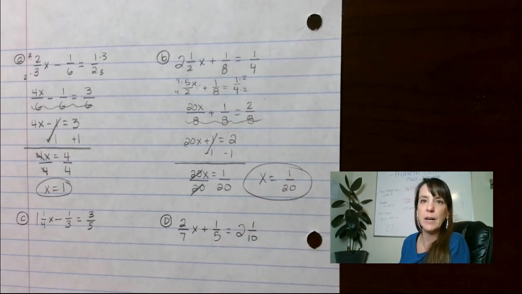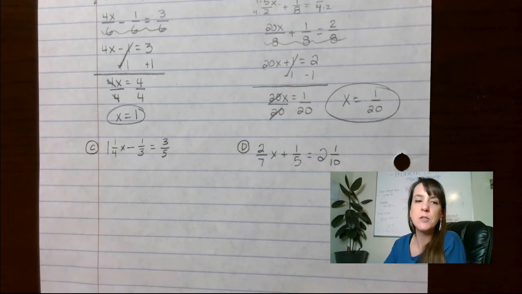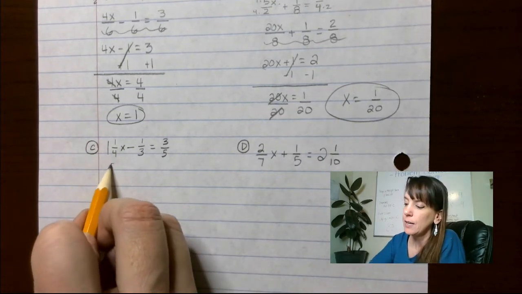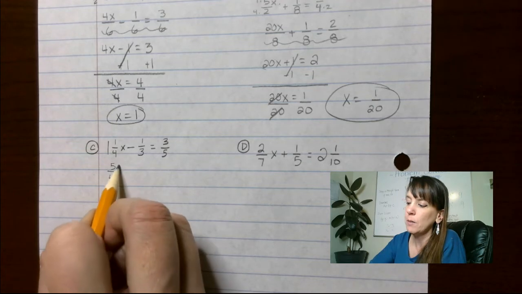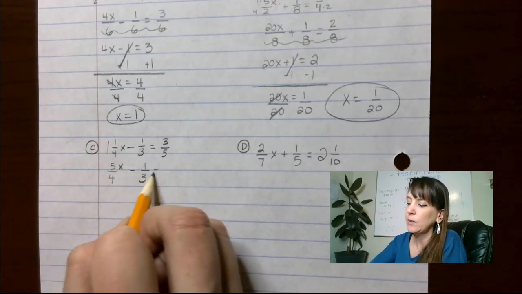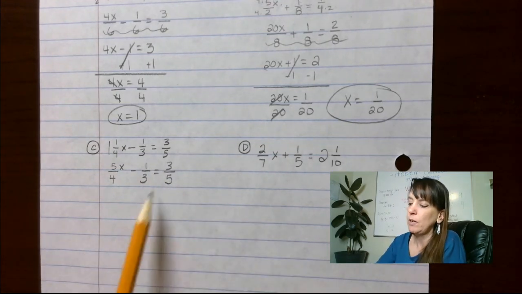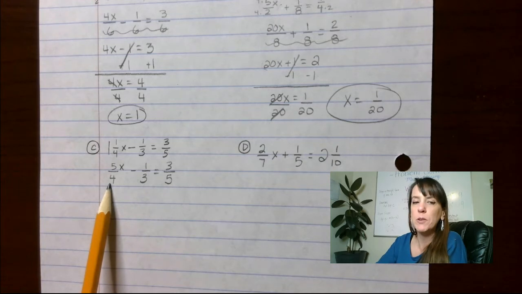So we'll leave it right at that. All right, let's take a look at this one here. Same thing, we have to turn it into an improper fraction. So 5 over 4, and I'll boost that x right up to the top there, minus 1 over 3 equals 3 over 5. All righty, well, 5 times 4 is 20, but 3 doesn't go into 20.